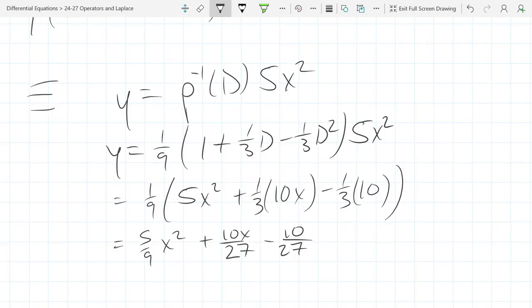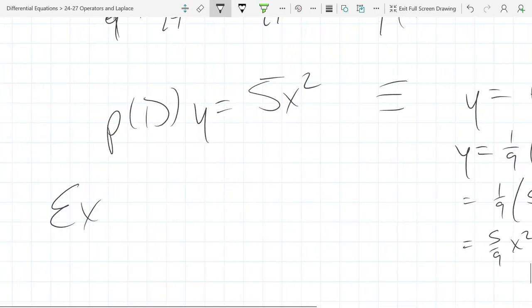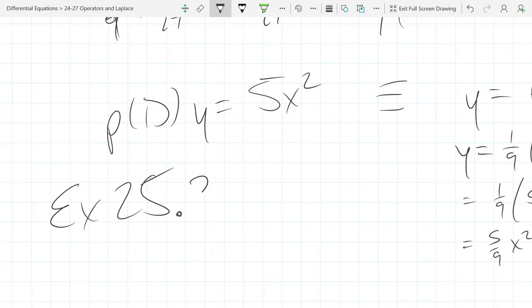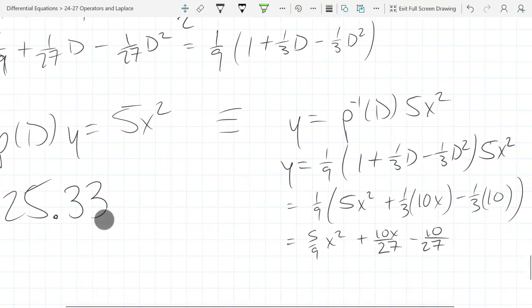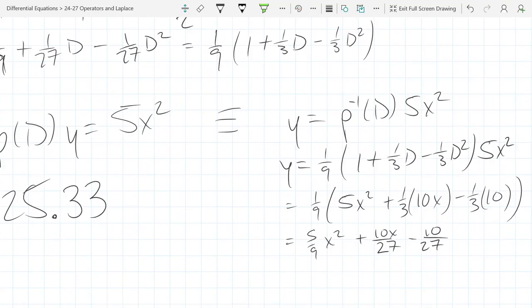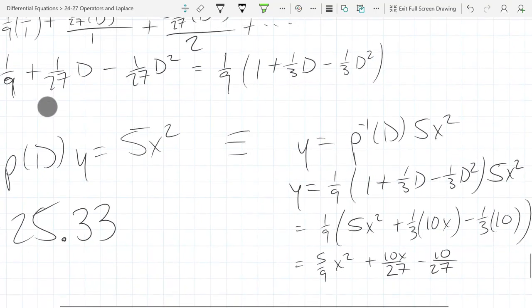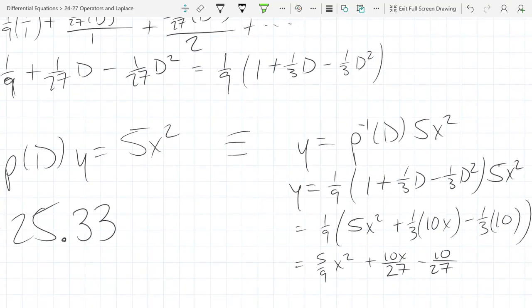All right, that is what they got in the book, so we must be right. Page number slash problem set, sorry. It's example 25.33. They write probably the absolute minimum amount of detail to be considered a solution in the textbook. So the main part of the problem, which was inverting the operator, was completely glossed over.